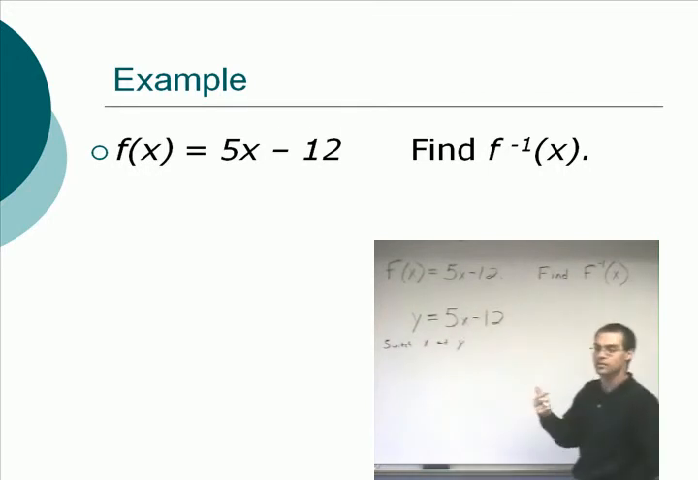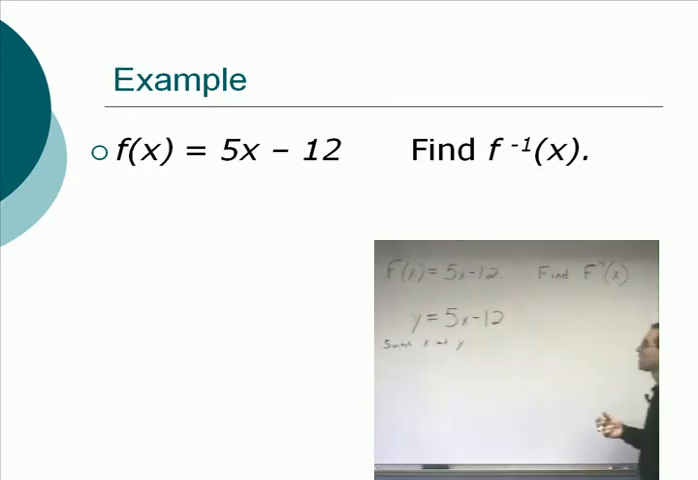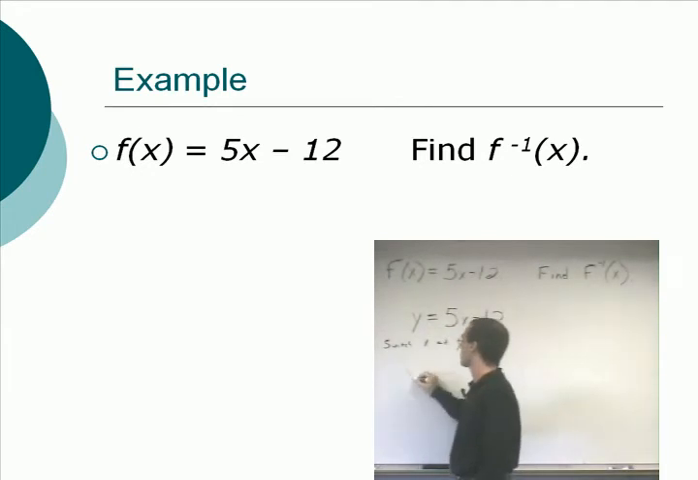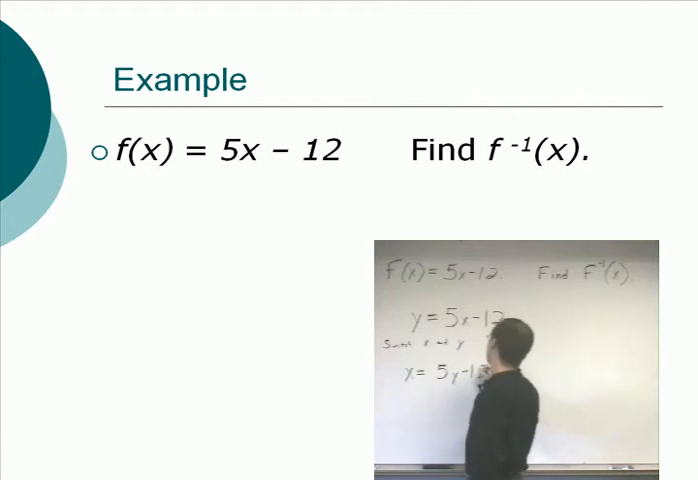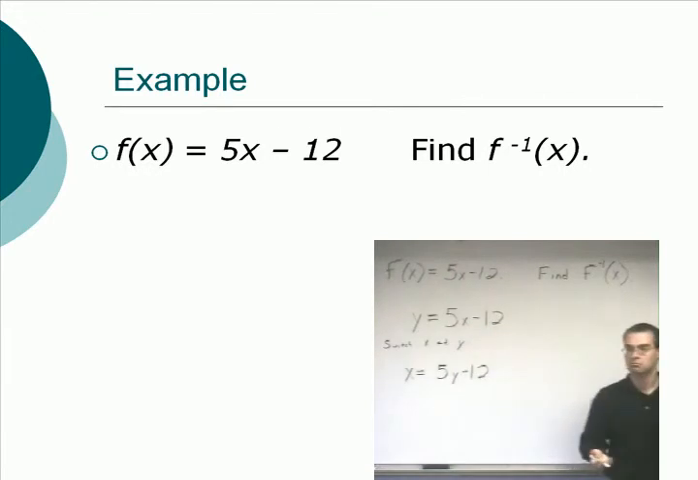Now we're going to switch x and y. So instead of saying y equals 5x minus 12, we say x equals 5y minus 12. X equals 5y minus 12. And now we're going to solve for y. When we're done, we've got the inverse.